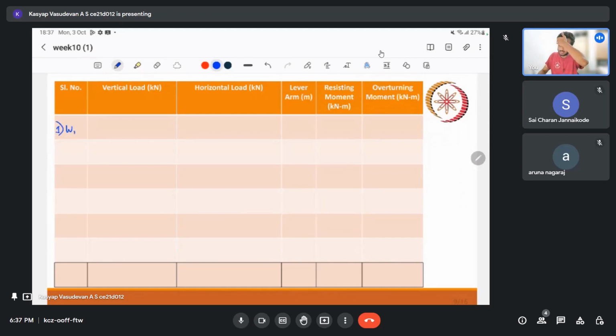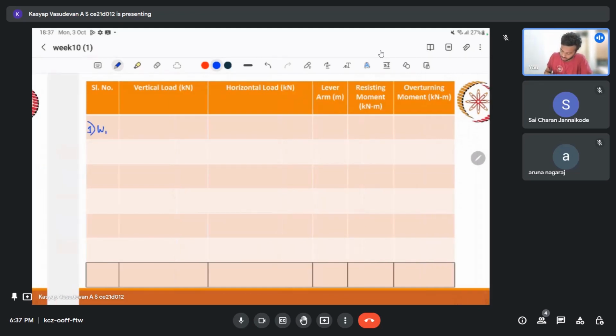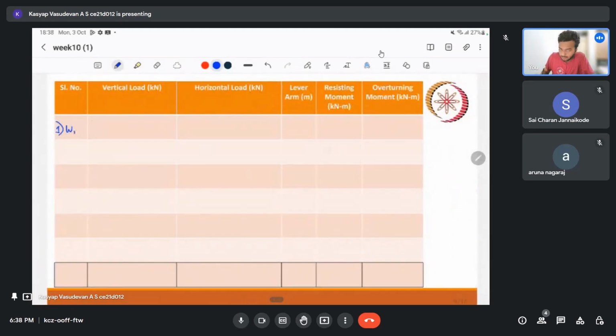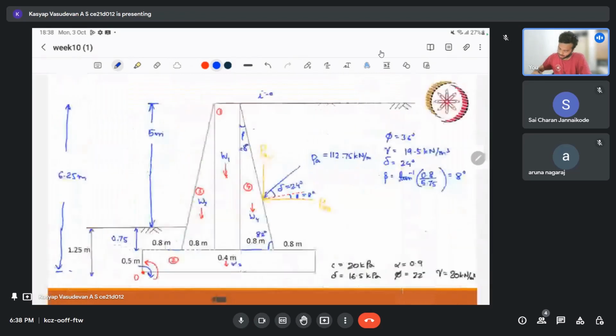So this is my W1. We have a rectangle. So I'll write volume into density of concrete. That will be the vertical load, right? Self weight. So the volume will be 5.75 into 0.4 into 1 into 24. So this is the volume and this is the density. So we have 55.55 kilonewton. So why is it 5.75? Because the stem, I am talking about this rectangle, is 5 plus 0.75, so 5.75, and the width is 0.4.